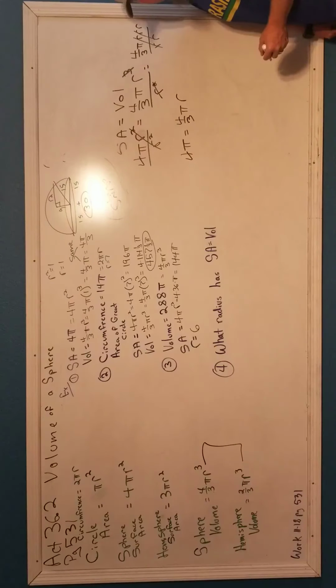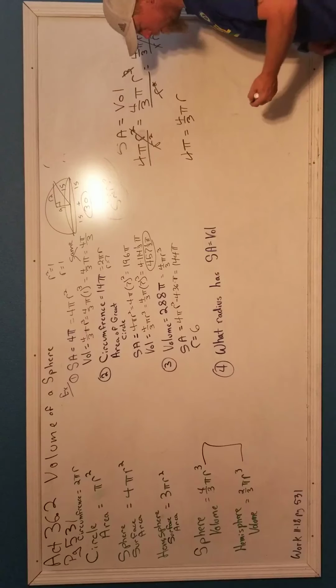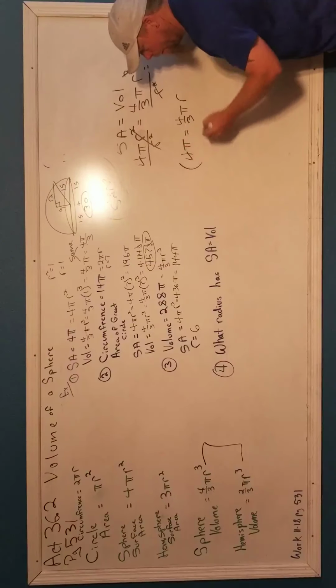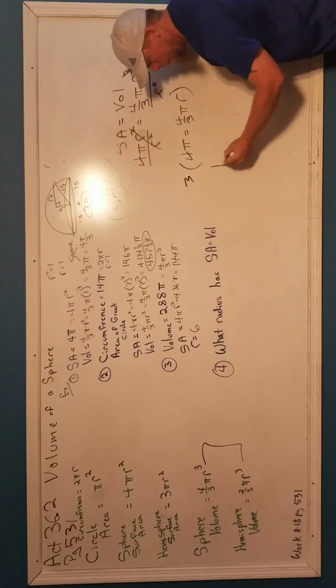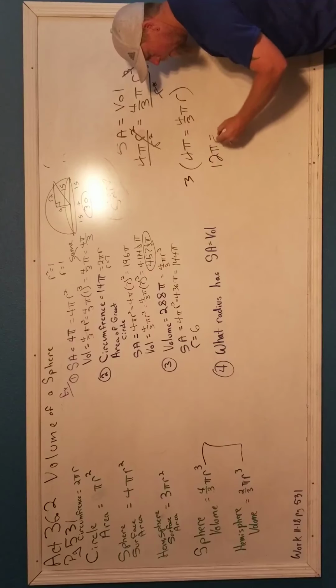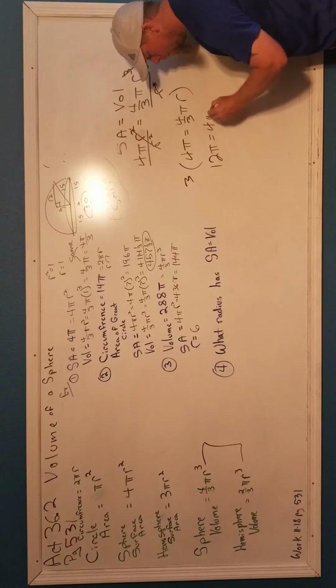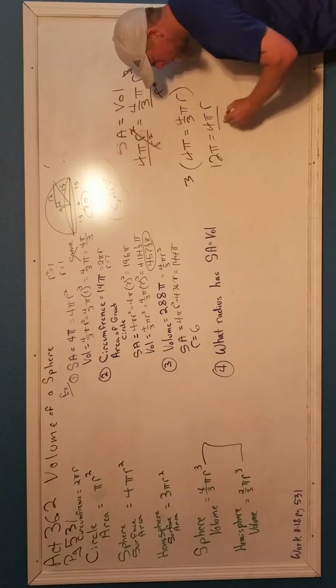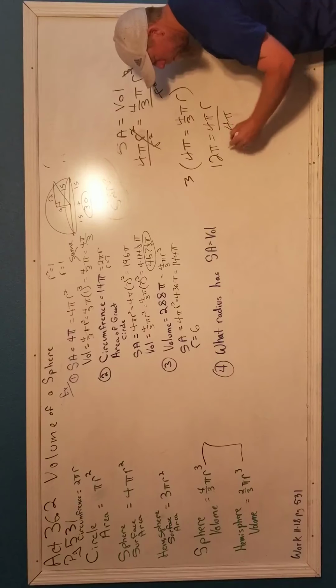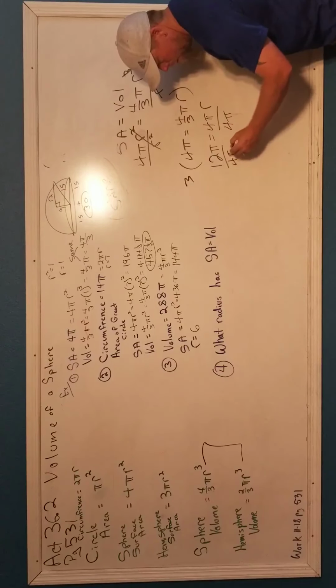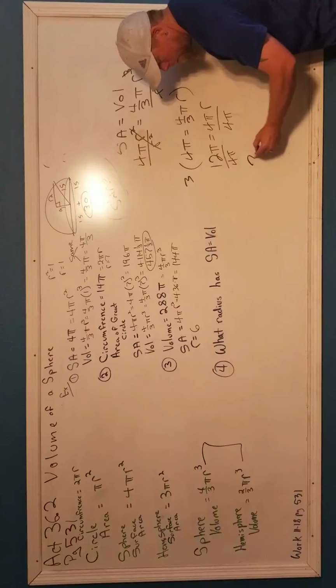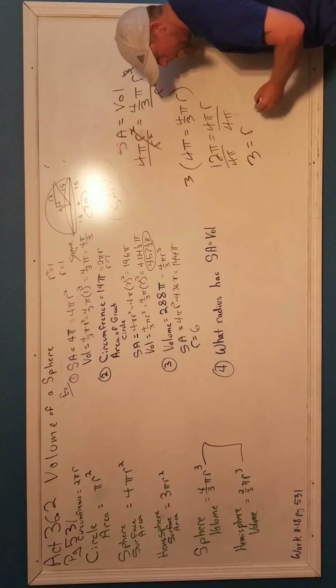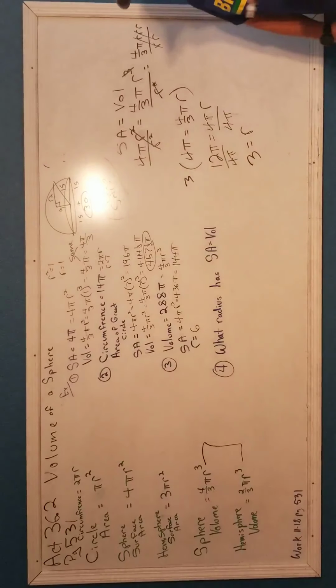Now we need to solve for r, right? I don't like fractions, so the first thing I'm going to do is multiply by 3. I'm going to get 12 pi equals 4 pi r. Then I'm going to divide by 4 pi on both sides. And what happens? We get our magic answer, r equals 3. Okay? And I want you to check that.